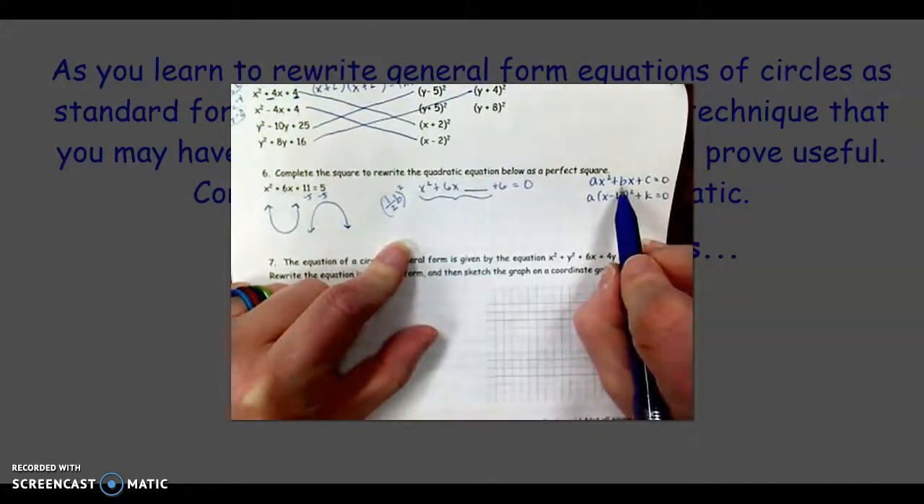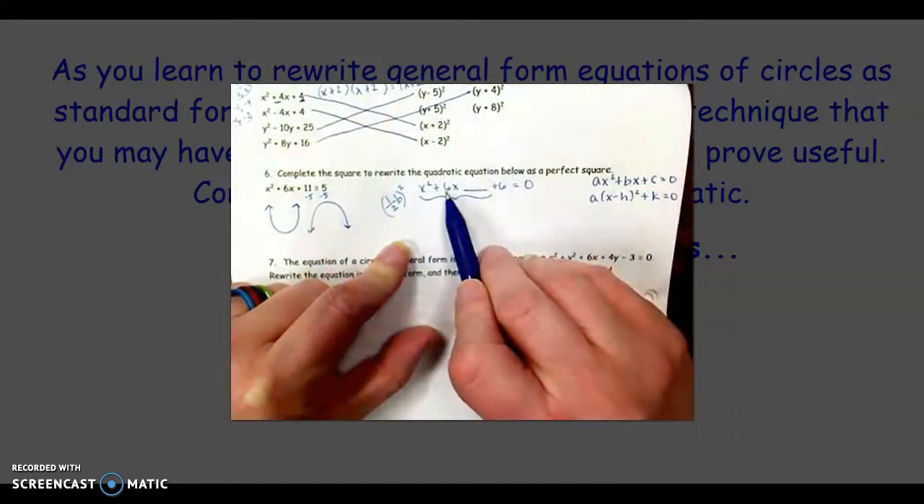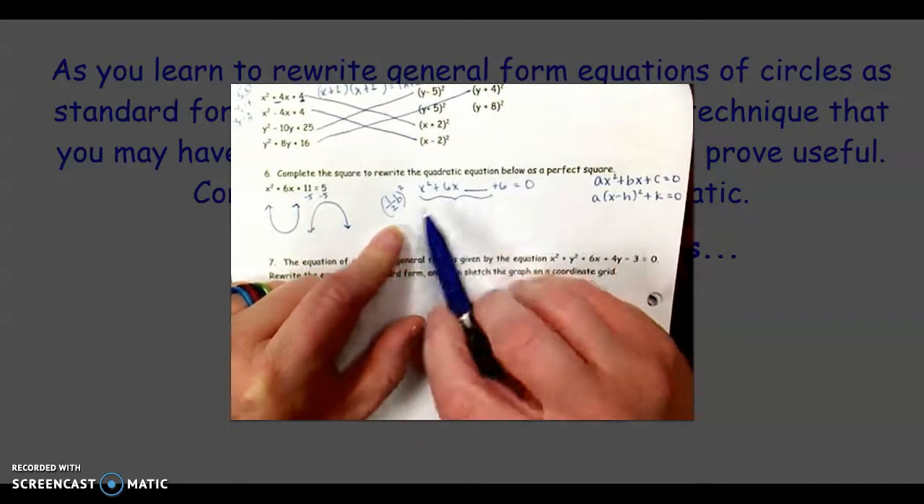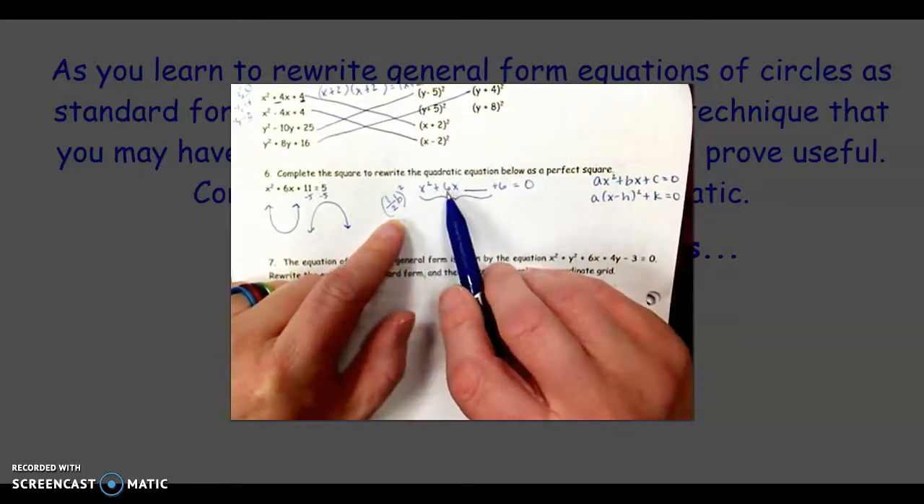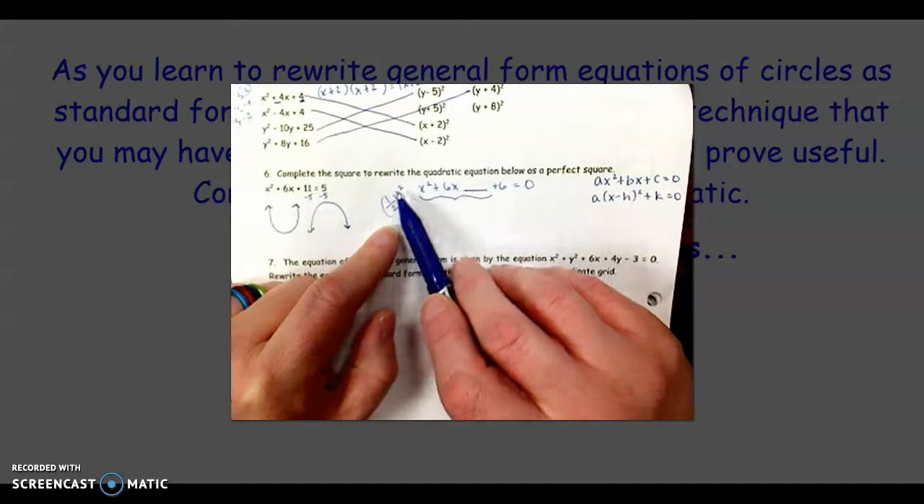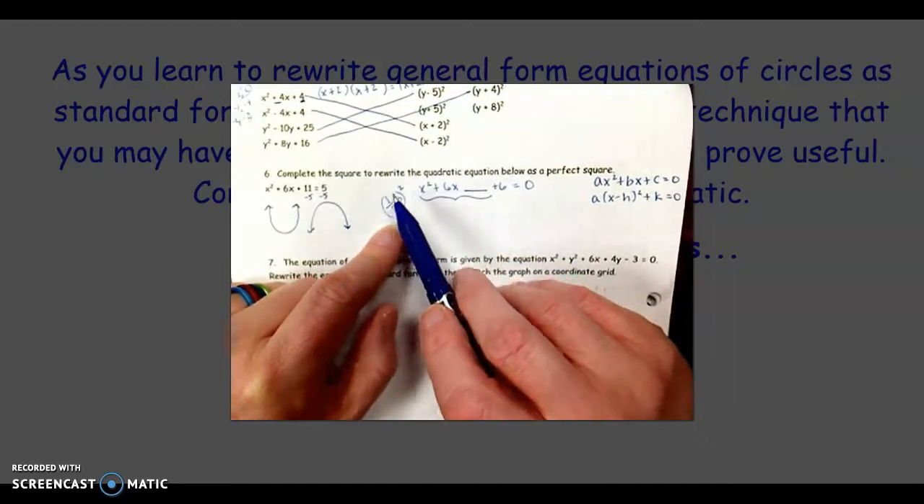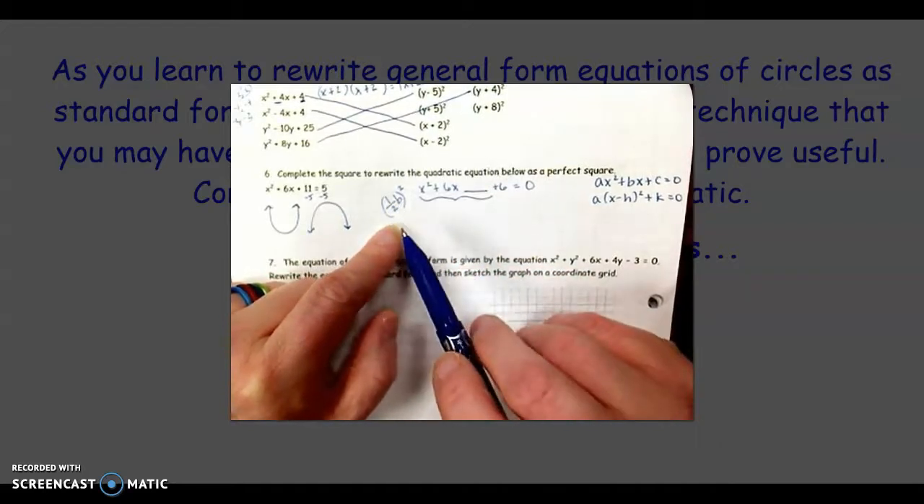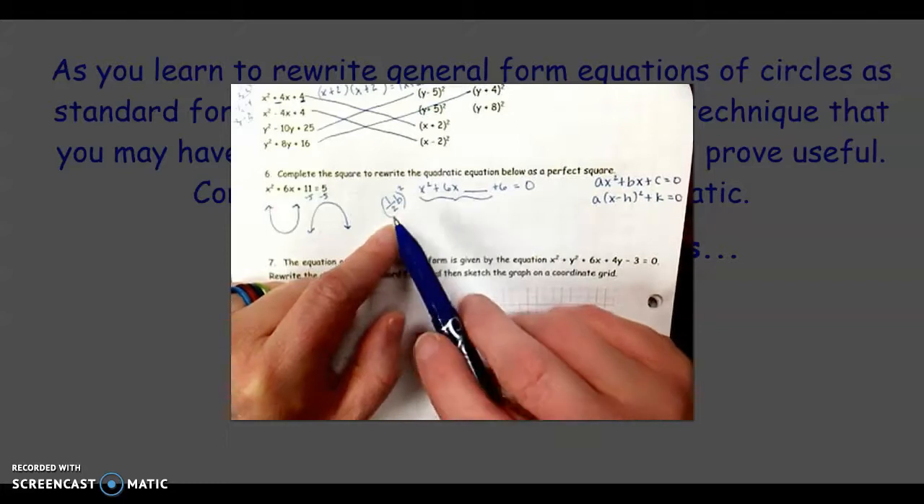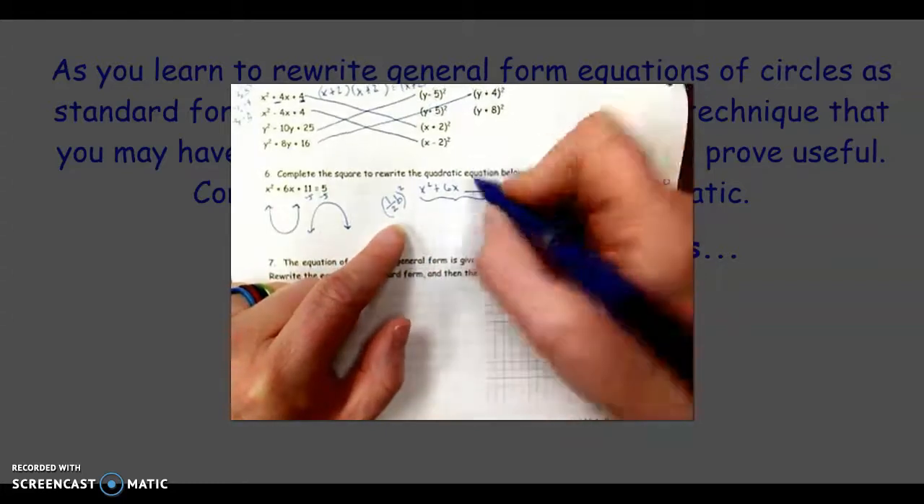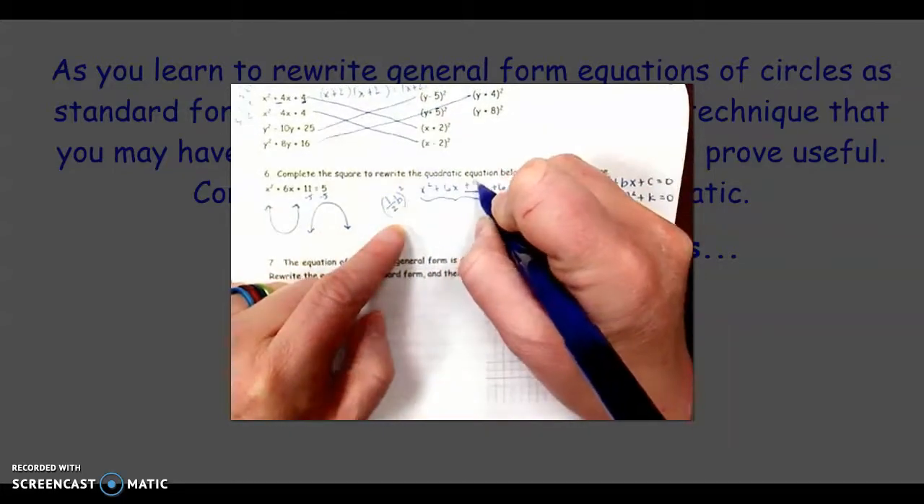So remember, the b value is the number in front of x. So in this quadratic, it's 6. So what is half of 6? Half of 6 is 3. So that's what you're going to square. Now remember, squaring and multiplying by 2 are not the same thing. 3 squared is 3 times 3, which is 9. So we're going to put plus 9 here.